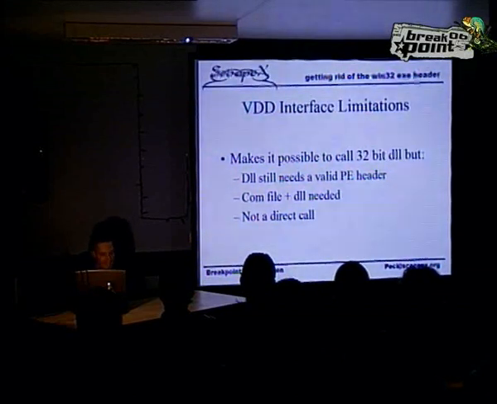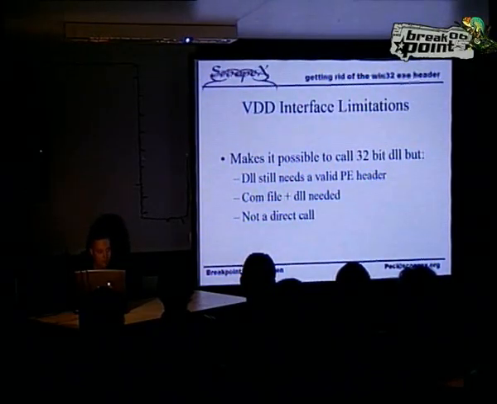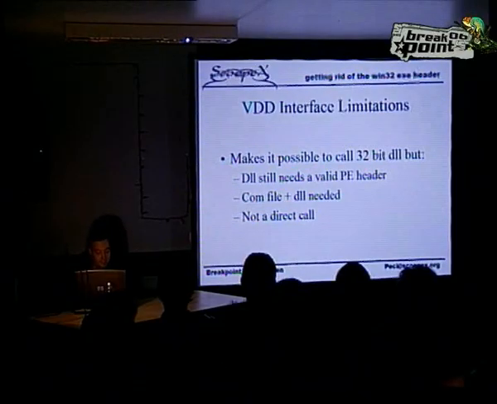But this interface has its limitations. It, of course, makes it possible to call 32-bit code from the virtual environment. But the DLL still needs a valid exe header. And even more worse, you now need two files, the COM file where you trigger the call plus the DLL. And this is basically not what we want. We want one file, one call.